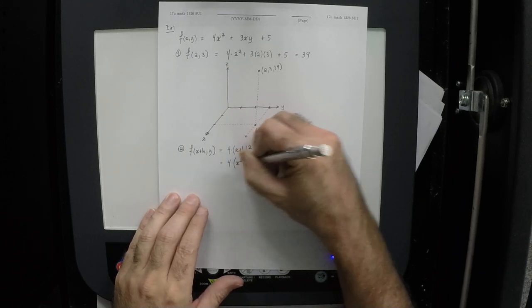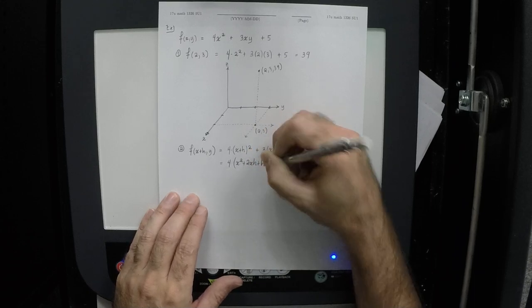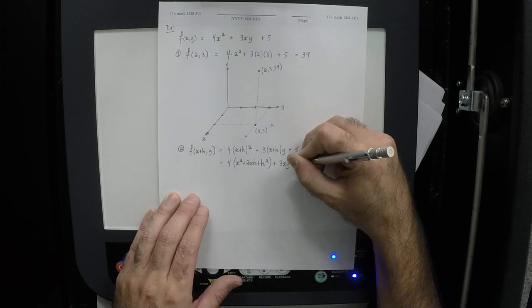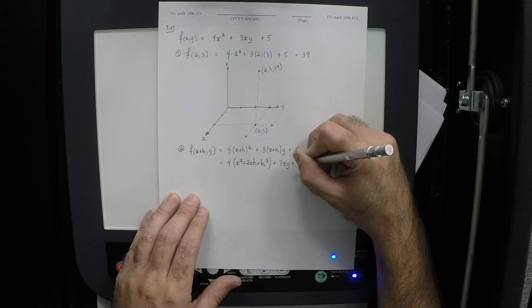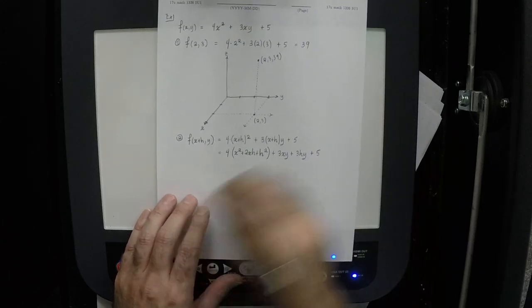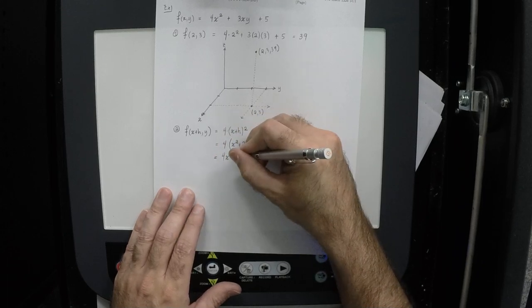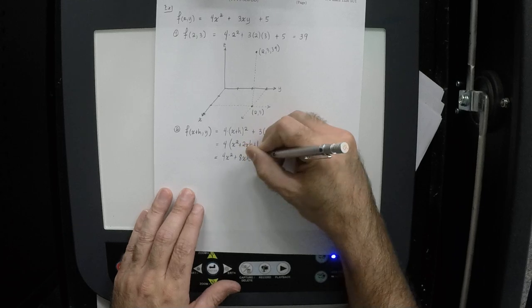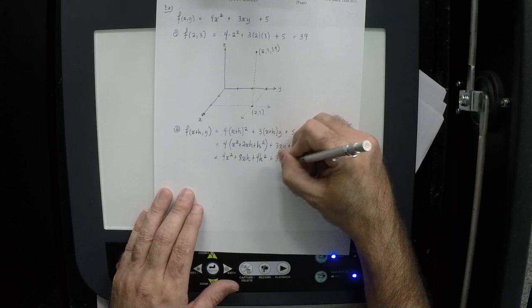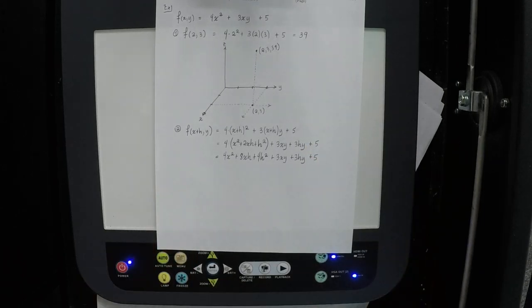So x squared plus 2xh plus h squared. And then multiplying that part out, that would be 3xy plus 3hy. Plus 5. And then I'll distribute the 4 so that it's 4x squared plus 8xh plus 4h squared plus 3xy plus 3hy plus 5. Beautiful.